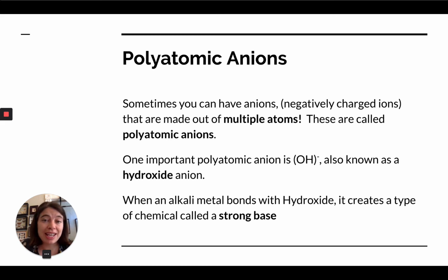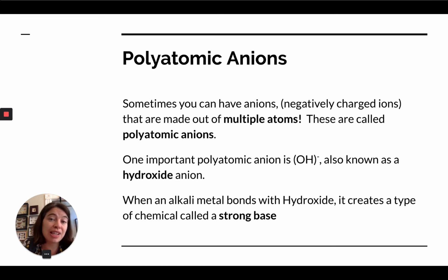Now that OH negative has a charge of minus one, right? There's a reason why it's got a charge of minus one. It's because oxygen forms ions with a charge of minus two. Hydrogen forms ions with a charge of plus one. So together it's minus one. You know, minus two plus one is negative one.